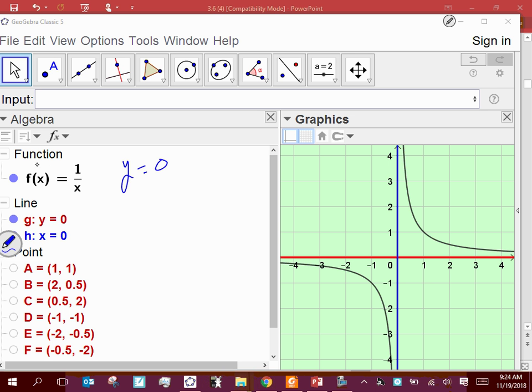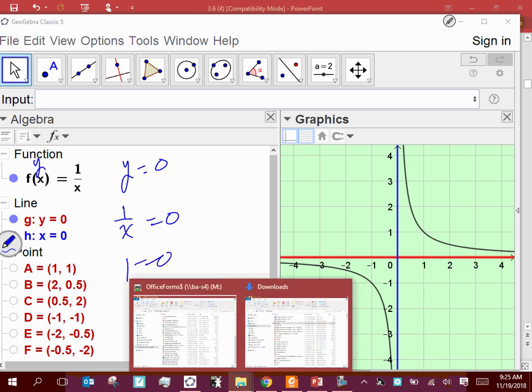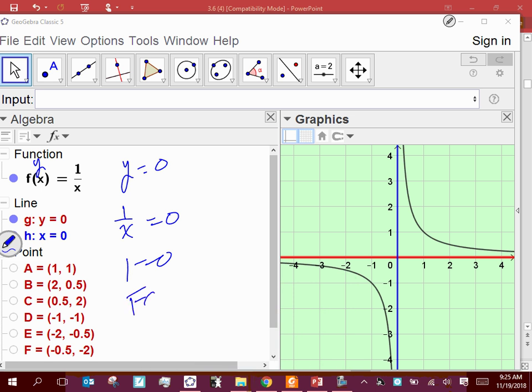Well, if this is ultimately the function y equals 1 over x, and I want to know if those two things intersect or cross, don't I set them equal to each other? 1 over x is equal to 0. Then I just try to solve. The first thing I do is multiply both sides by x. I get 1 equals 0. What kind of statement is 1 equals 0? It's a false statement.